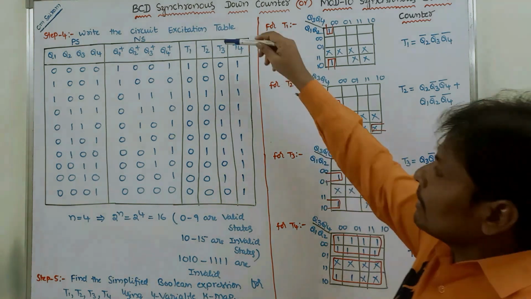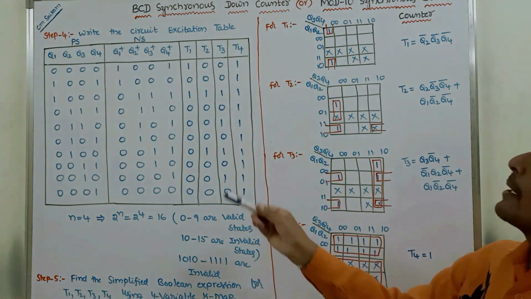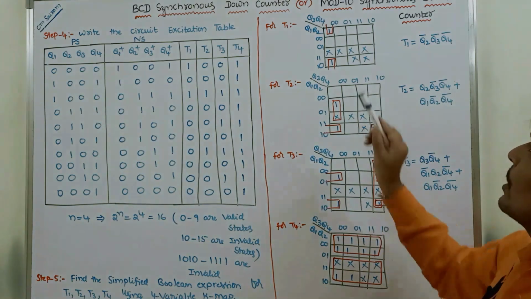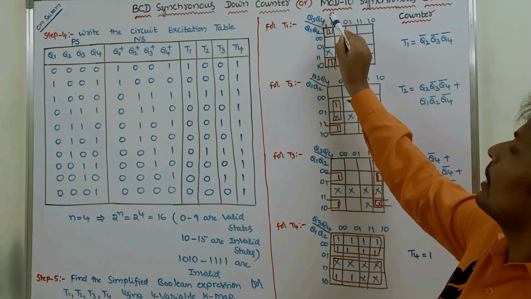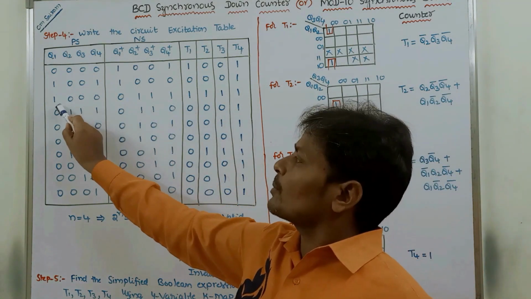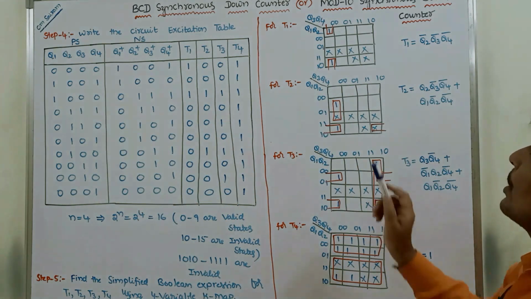In the T1 column, identifying only ones. Here 1 is there, the corresponding input combination is 4 zeros. Here 0, 0, here 0, 0, we are placing 1. Here 1 is there, the corresponding input combination is 1, 0, 0, 0.